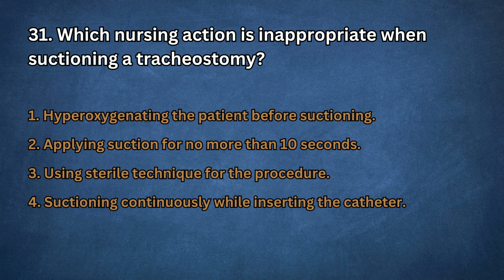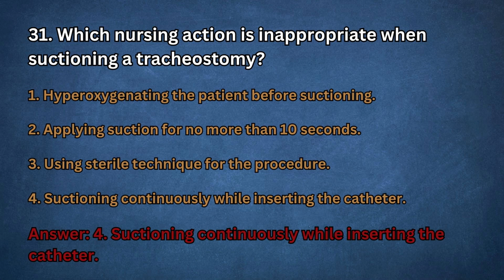31. Which nursing action is inappropriate when suctioning a tracheostomy? 1. Hyperoxygenating the patient before suctioning. 2. Applying suction for no more than 10 seconds. 3. Using sterile technique for the procedure. 4. Suctioning continuously while inserting the catheter. Answer: 4. Suctioning continuously while inserting the catheter.